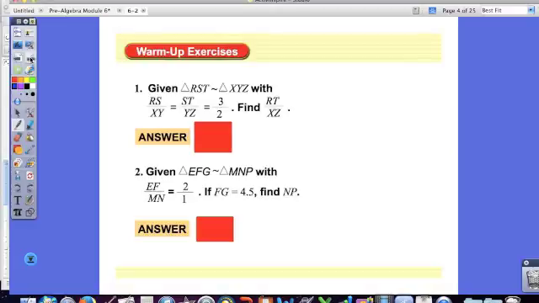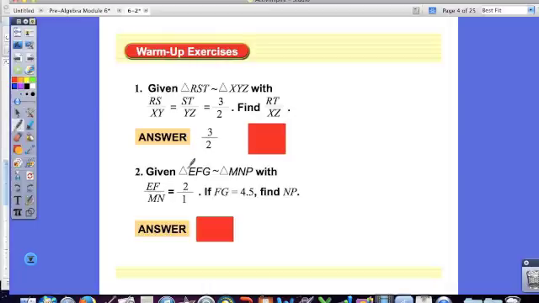So given these triangles are similar, RS over XY, ST over YZ, and RT over XZ would all be at a ratio of 3/2.